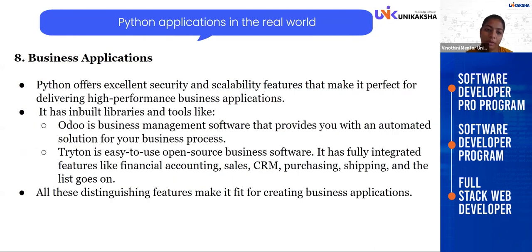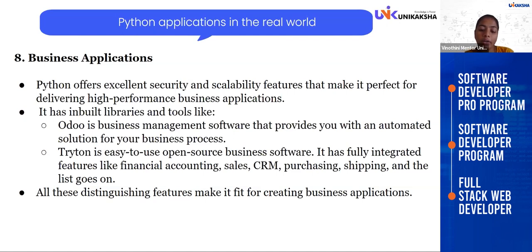Okay, so the eighth one is business applications. Just imagine you are working in a company, and they want to manage the entire organization along with the associates, and a few processes are going on, so there are n number of operations. If a company wants to streamline that as business process management, they will be using Odoo and Tryton. Just take note of it. This will be really helpful when you work in Python.